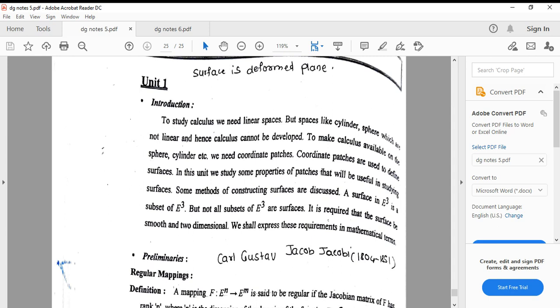If you take any curve, you can find out what is the turning, what is the twisting, what is the curvature, and by how much rate it is twisting. All that we can find out with the help of the Frenet formulas.